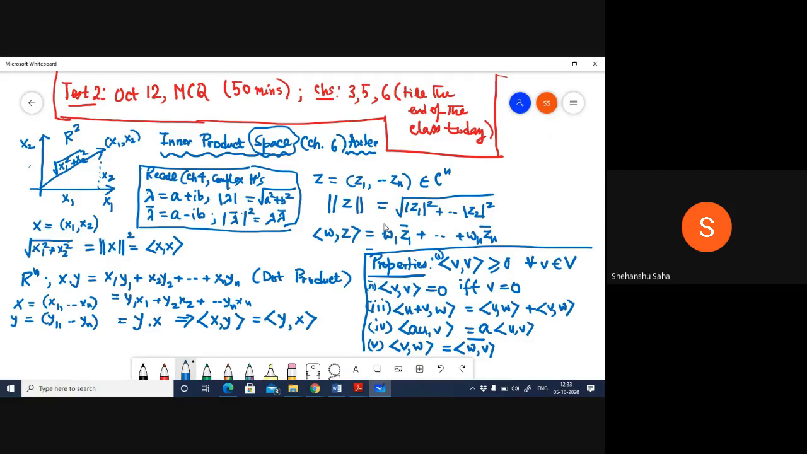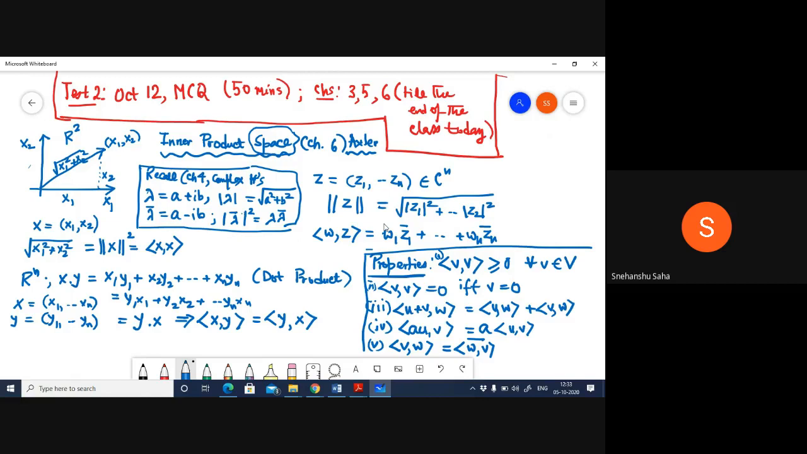So when I talk about real vector spaces, like sets of real numbers, this inner product space is also known as a Euclidean inner product space, or this inner product itself is also known as a Euclidean inner product. Okay. All right. Now there are other examples.